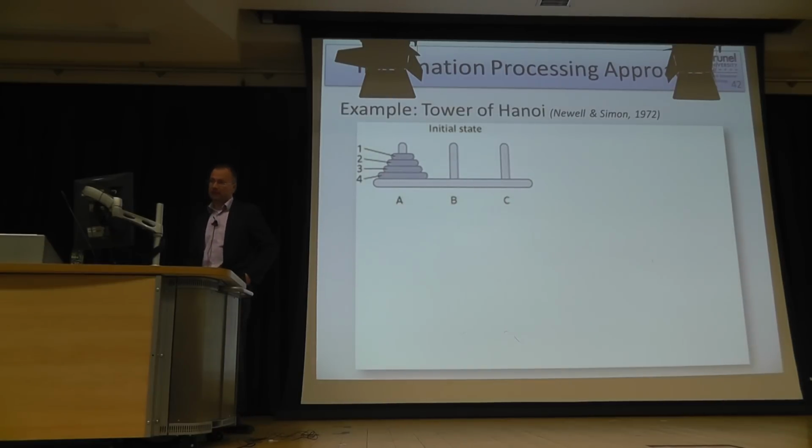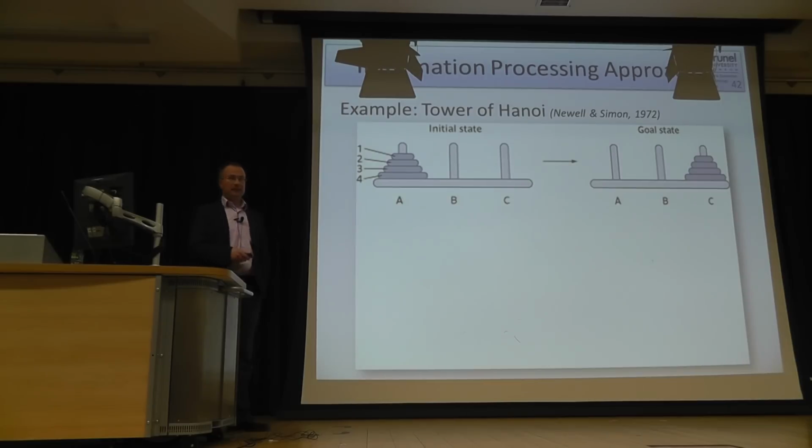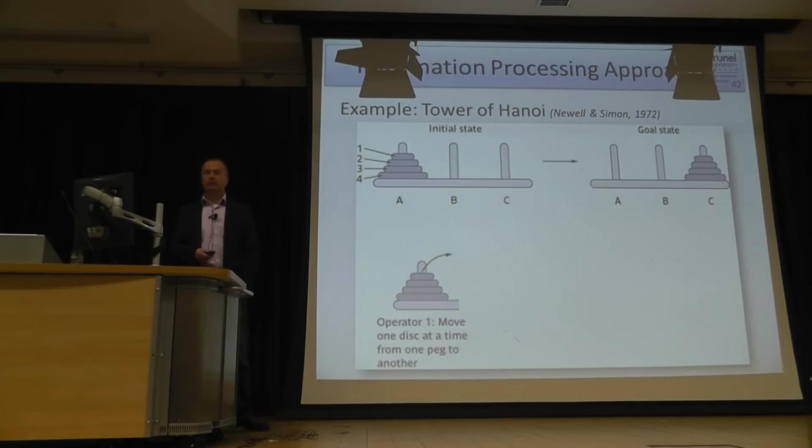This is another example of such a formalized approach, the Tower of Hanoi. And I'm sure you know that. You have this thing with 3 pegs and discs of different sizes. This is your initial state. And your goal state is that you have to bring the discs over to another peg. However, you have a couple of rules or operators to solve the problem.